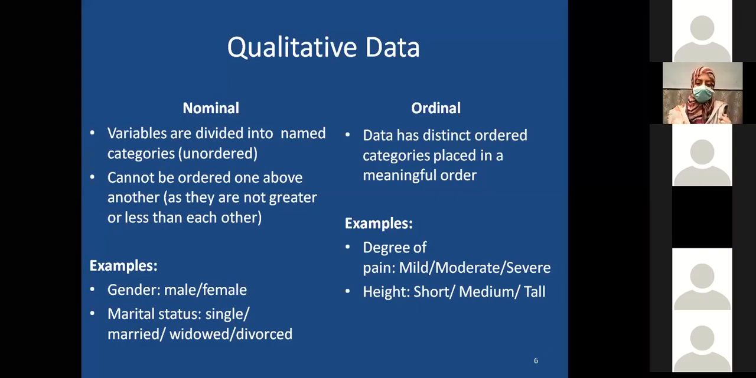Then there's ordinal data, in which the data has distinct orders, and they're placed in a meaningful order. For example, you have degrees of pain, which are mild, moderate, and severe. You have heights: short, medium, and tall. You have grades, from the lowest to the highest grade, or the highest to the lowest grades, etc.